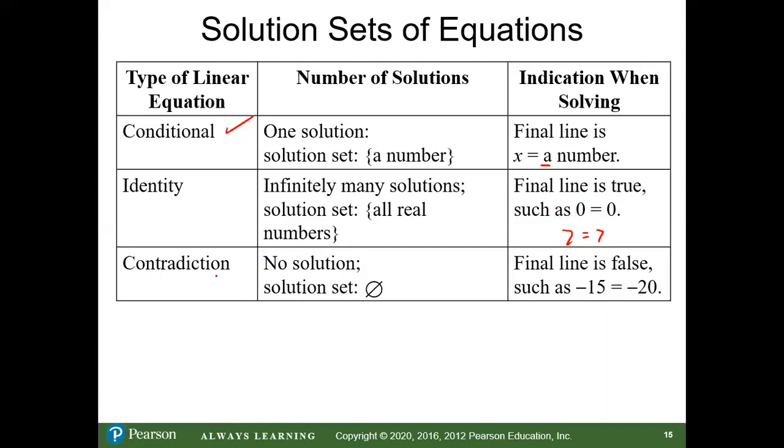On the contrary, you have a contradiction where you actually get no solutions. So your variable disappears, just like it did with the identity, where you had all real numbers. You're solving the equation, then bam, your variable is gone. But now you're left with a false statement like this, -15 is equal to -20. That's false. These guys are not equal to each other. So that's when you're going to get a no solution situation, and the solution set is, this is the symbol that we use for the empty set, this guy right here. That is the empty set.